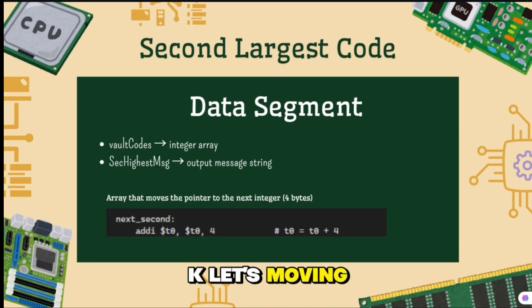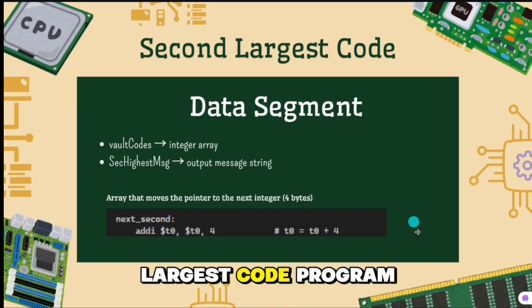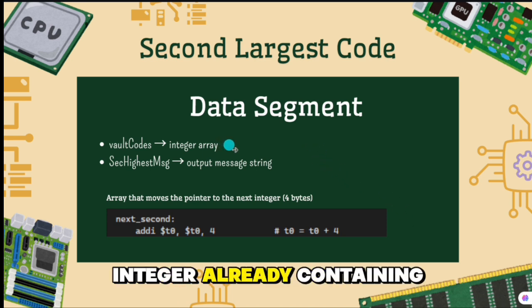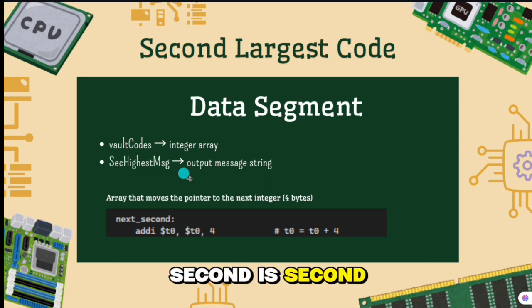Okay, let's move into the technical implementation. Let's look at the data segment for our second largest code program. We have two primary components defined here. First, bulk codes, which is our integer array containing the values we need to process. Second is second highest message, which is the output string used to display the final result to the user.